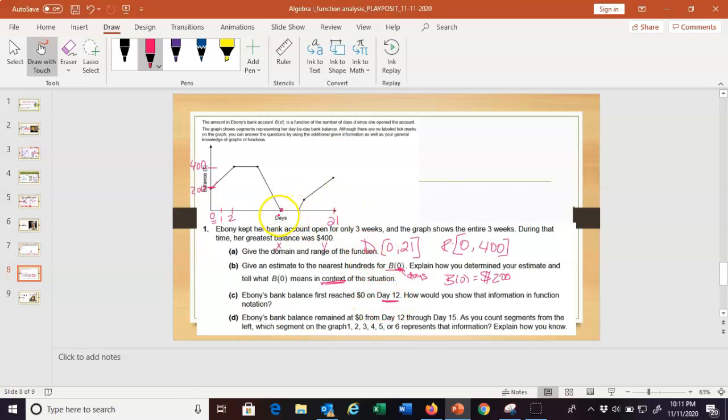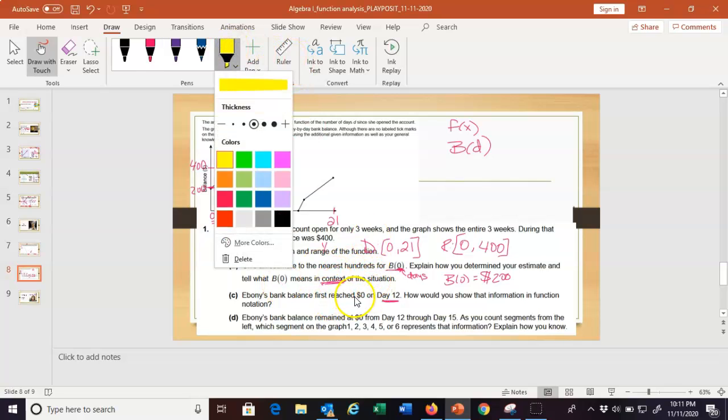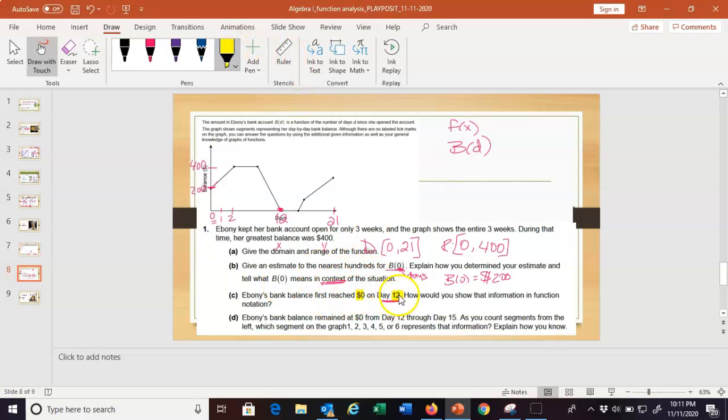So now we have another clue. We get to label another x value on the x-axis. It first became a balance of 0 on day 12. How would you show that information in function notation? So remember, function notation is this f of x business, or in this example, it's b of d. So they want us to take these values, 0 and 12, and put them into function notation.